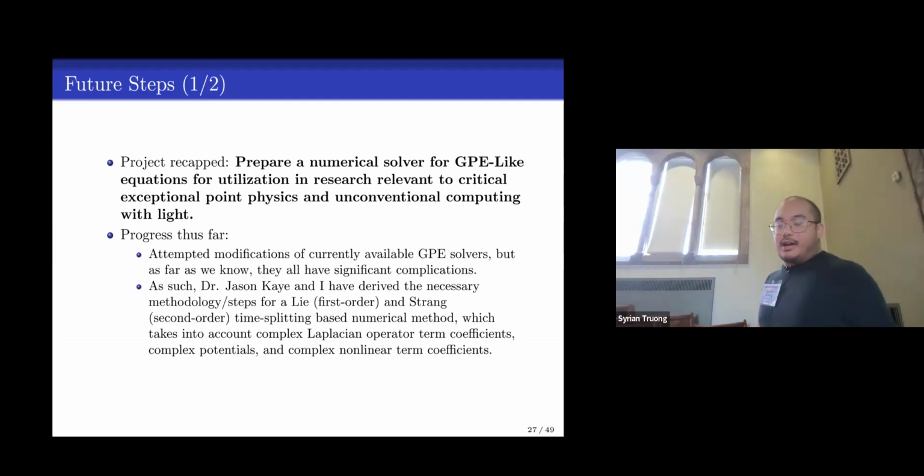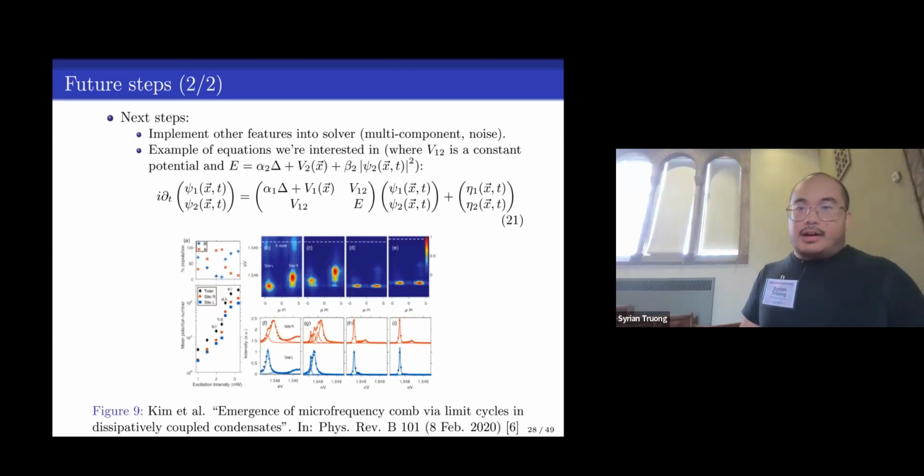Dr. Jason Kay and I have derived some necessary methodology steps for the Lie-Schrödinger time splitting method, which takes into account those complex Laplacian operator term coefficients, complex potentials, and complex nonlinear term coefficients. And as next steps, we want to implement into the solver multiple components and non-potential based noise term features in order to get simulations of the example equation, which I'm restating up there, so we can simulate these critical exceptional point physics properties.